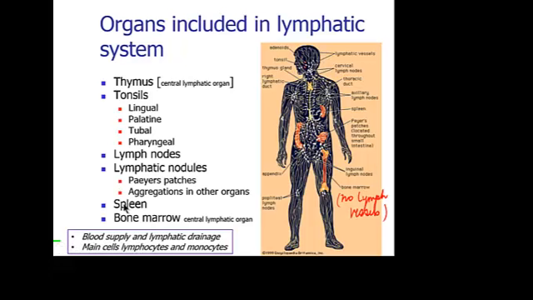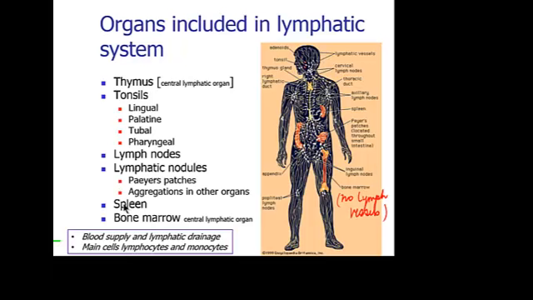And then bone marrow, as I said, which is present within long bones and spongy bones and so on, is a central lymphatic organ. The main cells of the lymphatic system are lymphocytes and monocytes. These monocytes get converted into macrophages, and if you remember, macrophages are phagocytic in nature. Lymphocytes, we'll see when we do the immune system, either produce antibodies or take part in what is called cell-mediated immunity. So they attack cells and kill them off.